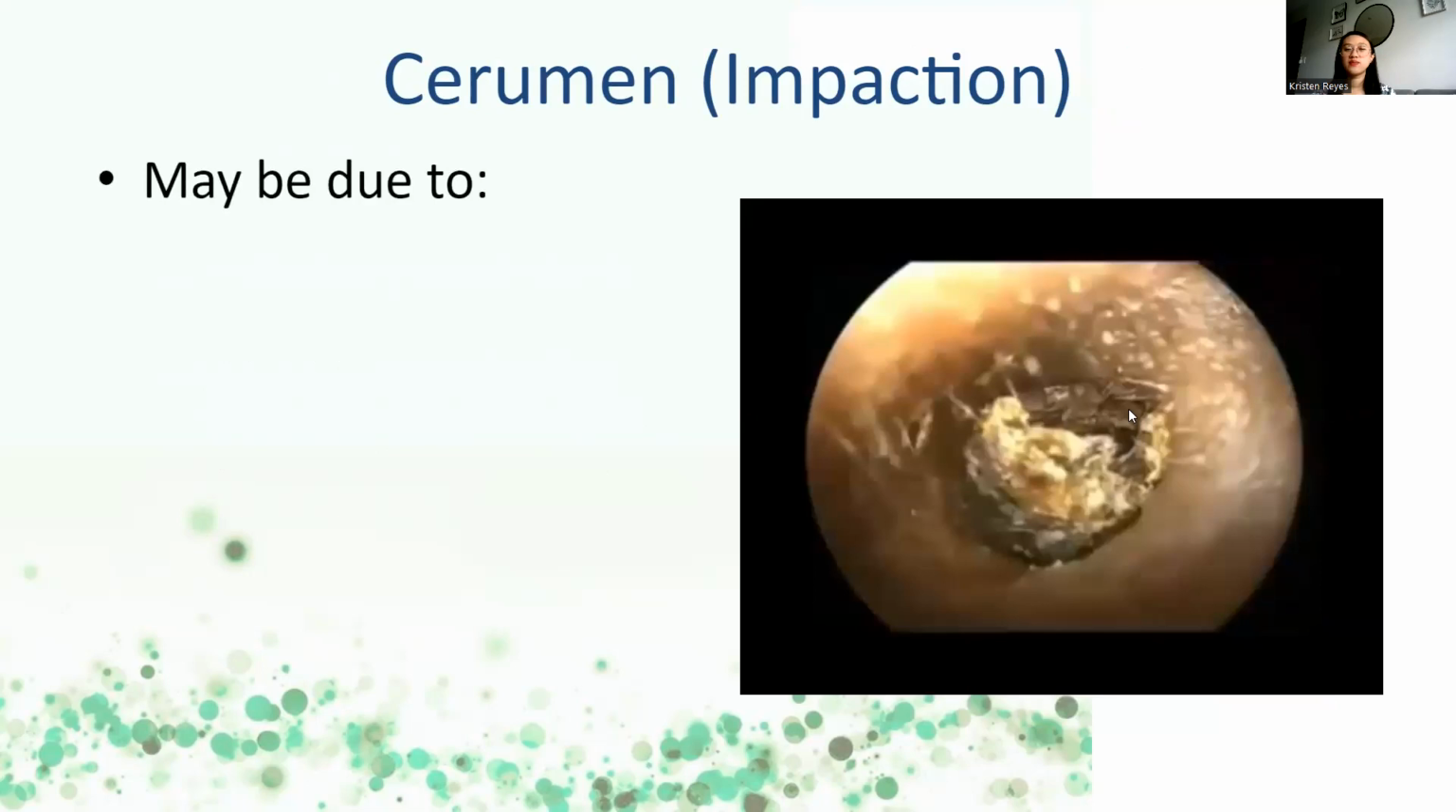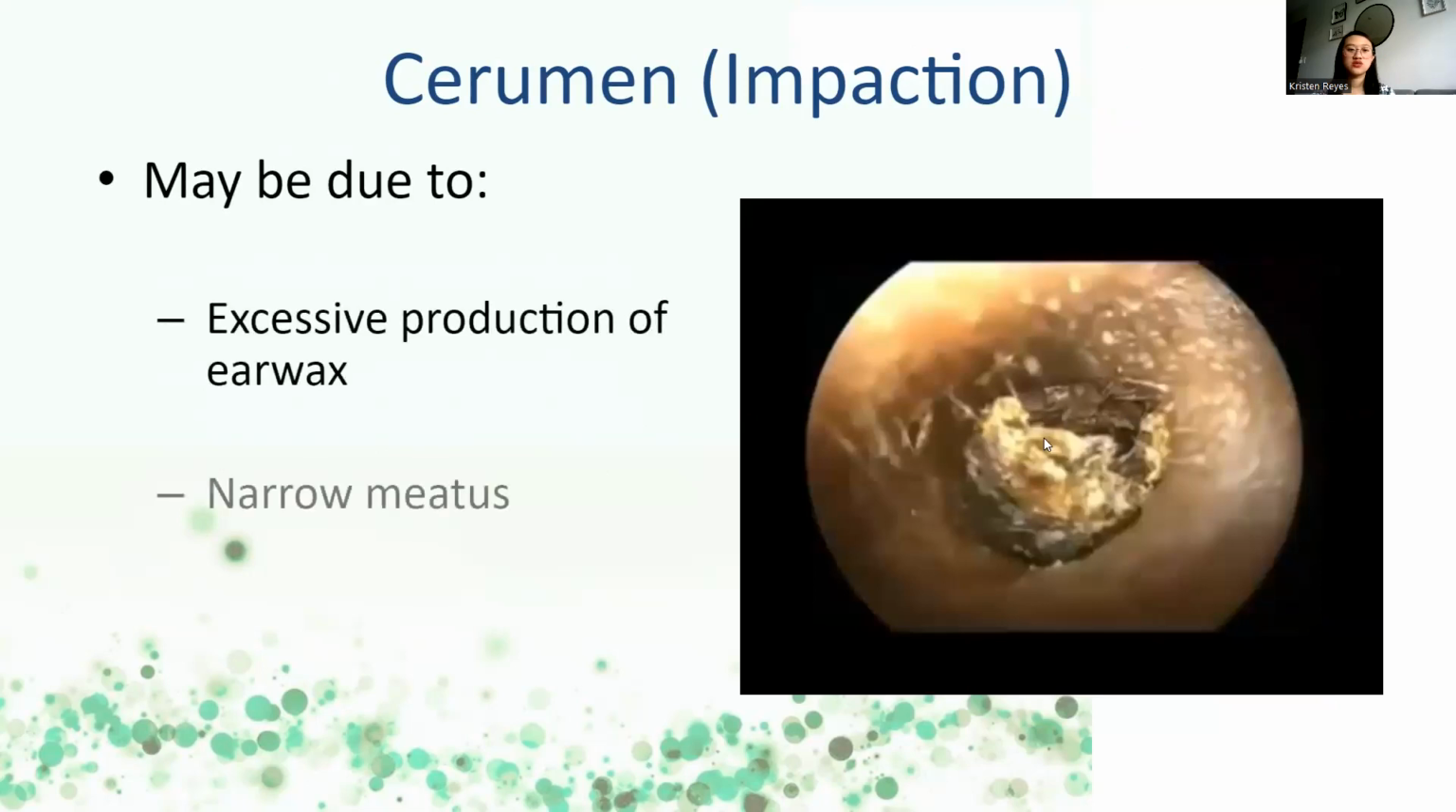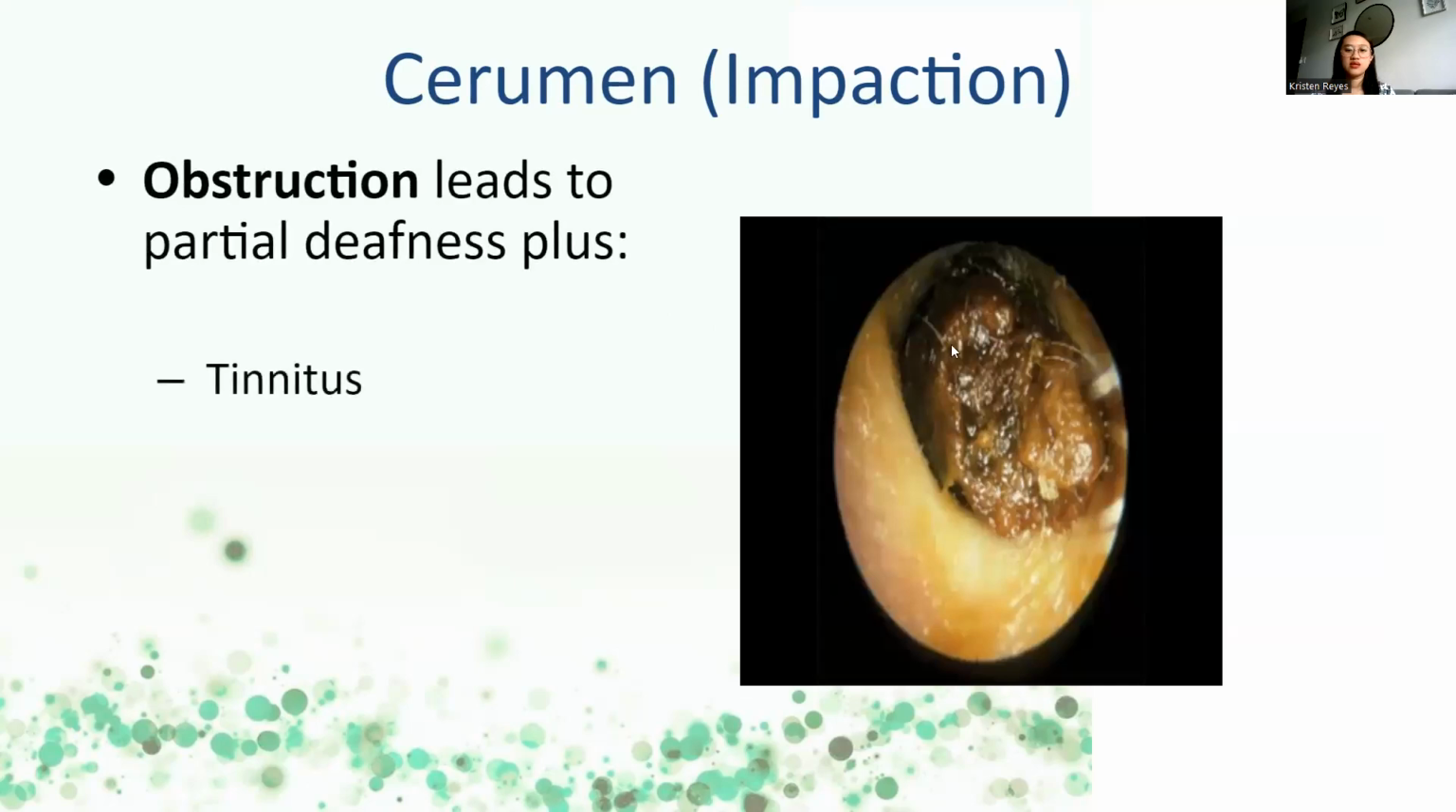So you can also have cerumen impaction, maybe due to excessive production of earwax or a narrow canal. This can cause abnormalities in hearing. This actually causes conductive hearing loss. So what does that mean in Weber test? That would mean that the sound will lateralize to the ear where there is cerumen impaction. But the Rinne can still be normal or abnormal. At the same time, cerumen obstruction can also lead to tinnitus and dizziness.